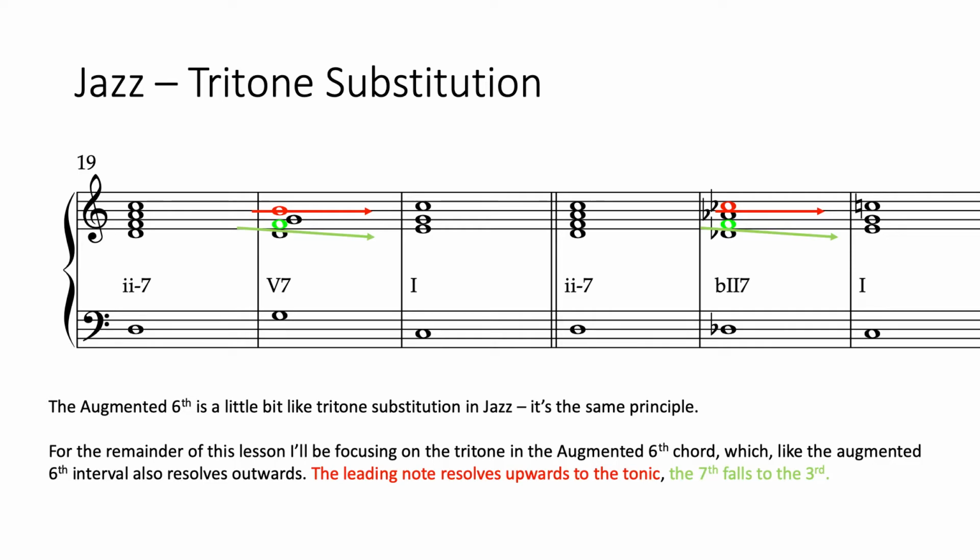So if I just play that progression again, but with the tritone substitution. So here's the normal one again. And here's the same progression, but with flat 2 dominant 7th instead of 5-7.